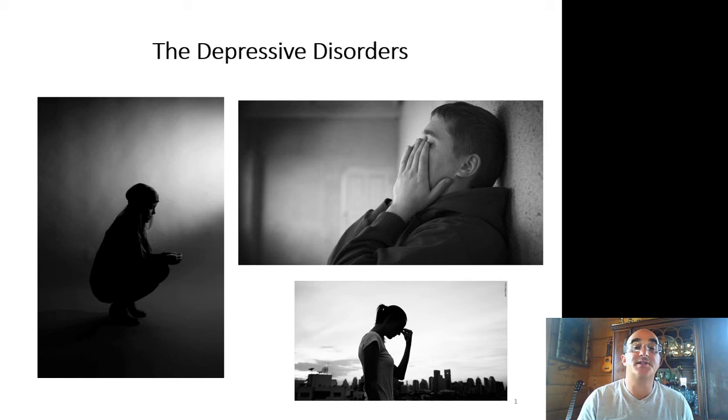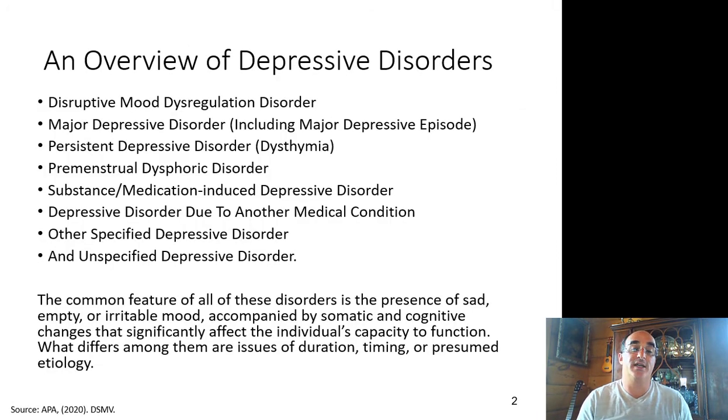In this unit, we will explore the depressive disorders. In terms of the DSM and an overview of the depressive disorders, I will explore the disruptive mood dysregulation disorder, major depressive disorders, which include major depressive episode, a persistent depressive disorder or dysthymia, premenstrual dysphoric disorder, substance and medication-induced depressive disorder, depressive disorder due to another medical condition, and other specified depressive disorders and unspecified depressive disorders.